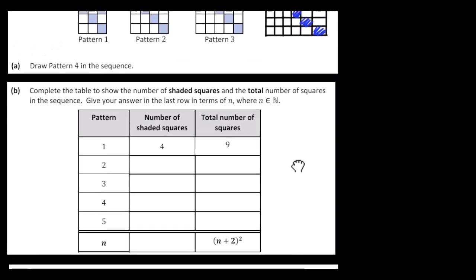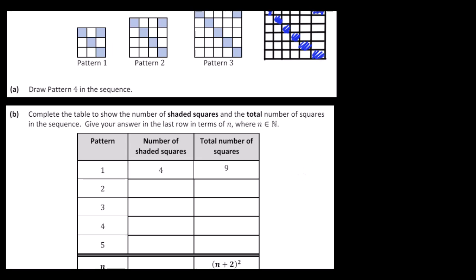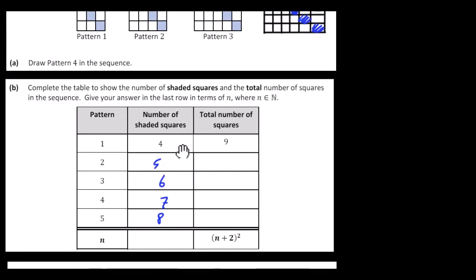Okay, so in the first one we have 4 shaded squares, and that's done for us. In the second one we have 5, in the third one we have 6, in the fourth one we have 7, next one is going to be 8, and you can see here that what's happening is we have n, which is here, plus 3. We're adding 3 to this number here to get this number. 3 plus 3, 6, 4 plus 3, 7, 5 plus 3, 8. So this number here is going to be n plus 3.